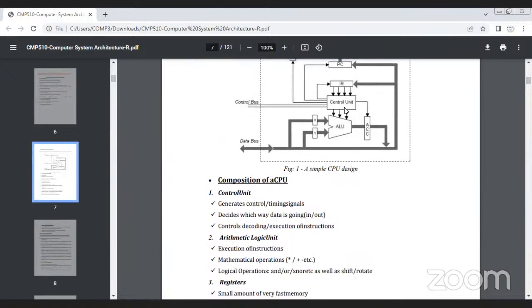The control unit generates the signals, decides which way data is flowing in or out, and controls the decoding and execution of instructions.